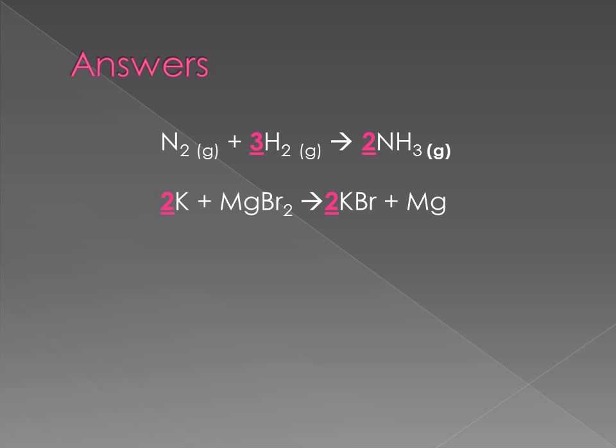Okay, so here are our answers for our balanced full equations. As you can tell, I've highlighted and underlined the coefficients that we had to add to balance. So for the first one, we have N2 gas plus 3H2 gas yields 2NH3 gas. So the easiest way to start this is realizing that you have 2 nitrogens on one side and 1 nitrogen on the other on your product side. So you need to balance those first.